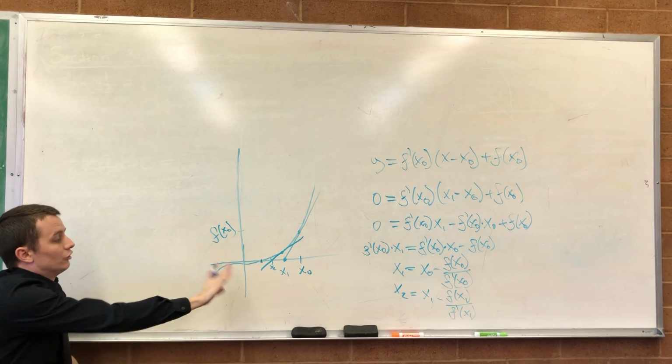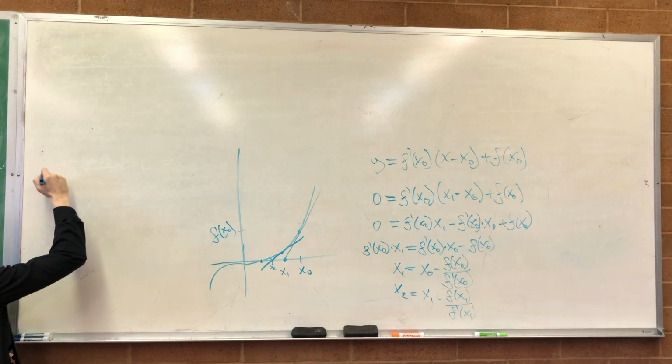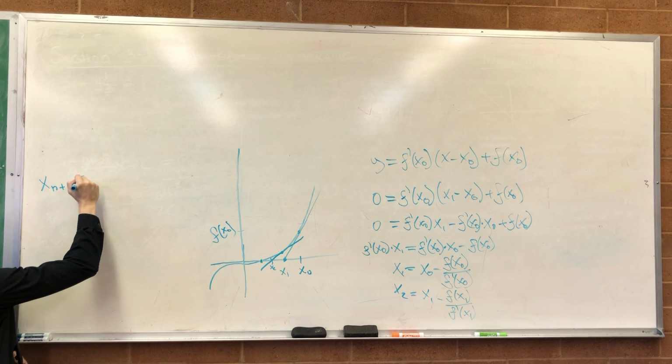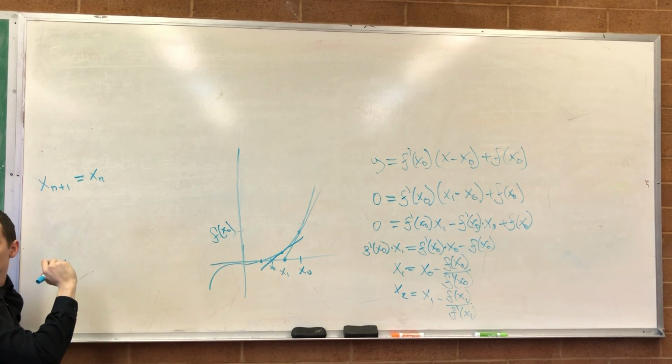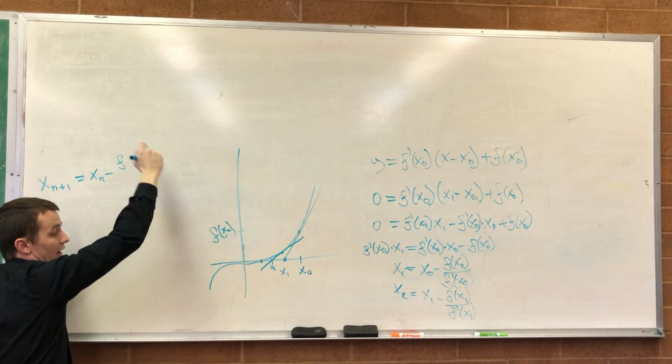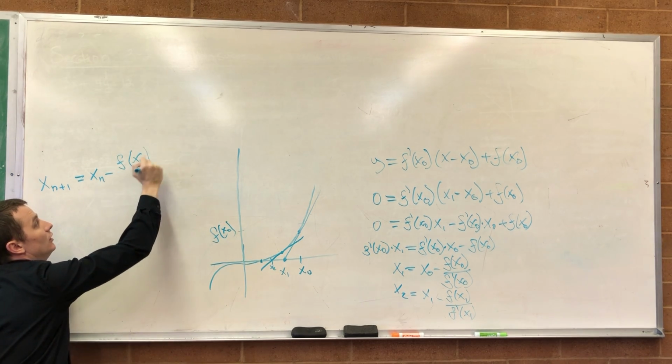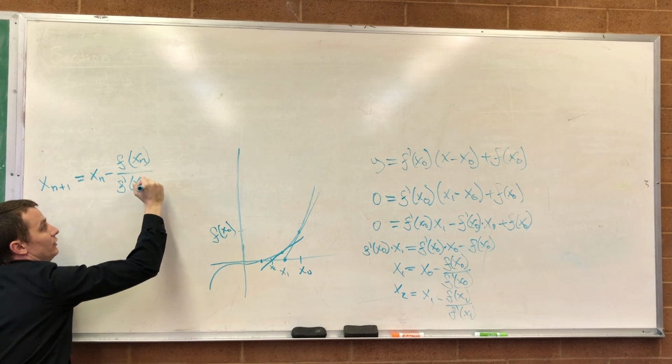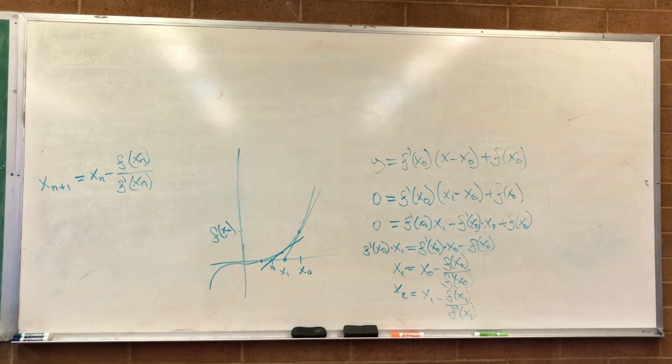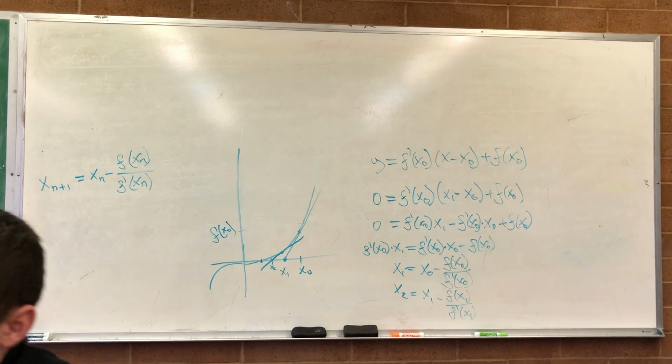So, anyways, in general, I can say your next guess is equal to your previous guess minus f at your previous guess over the derivative at your previous guess. So here's what you do over and over again, as many times as you want, to calculate the root. It's called Newton's method, and that's all there is to it. That's what this whole section is about, just this one method.